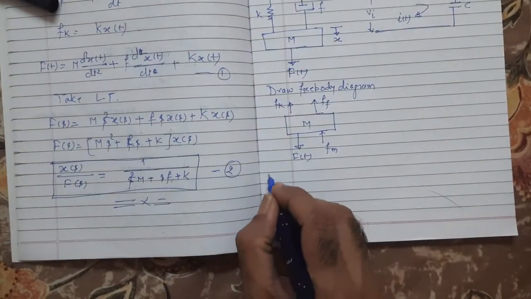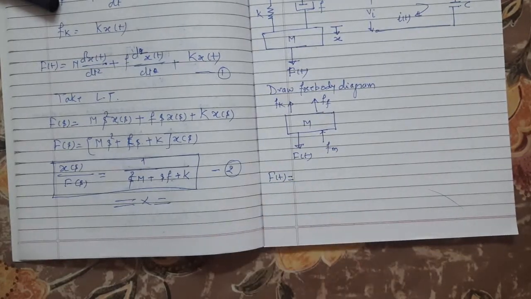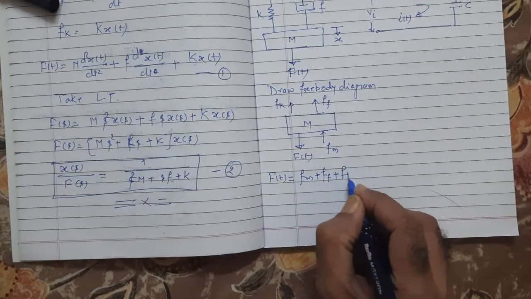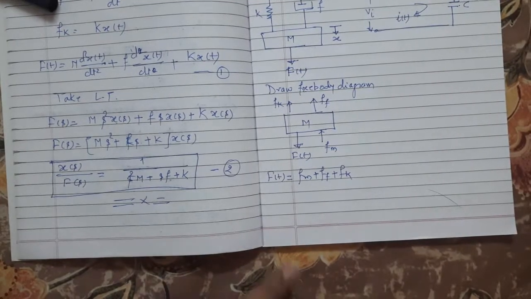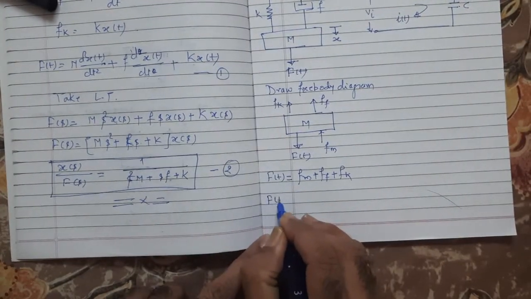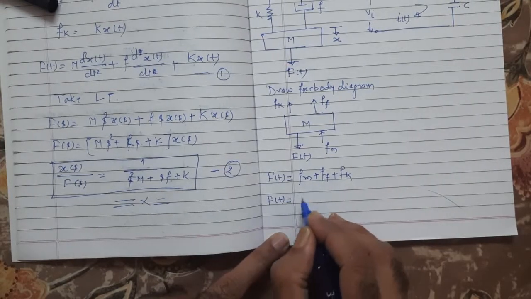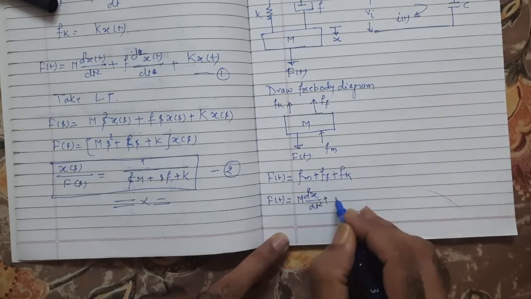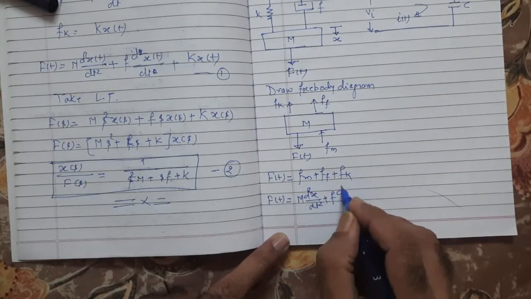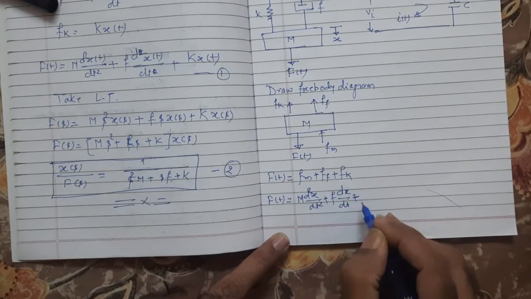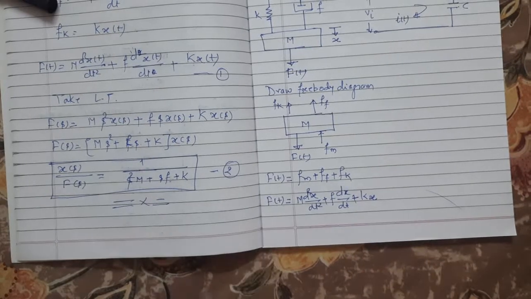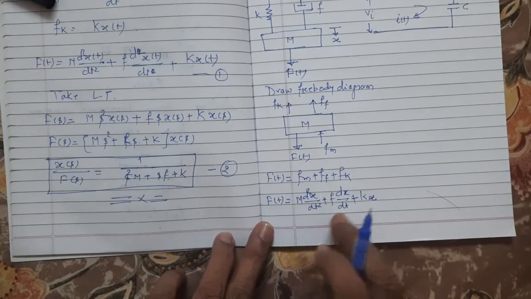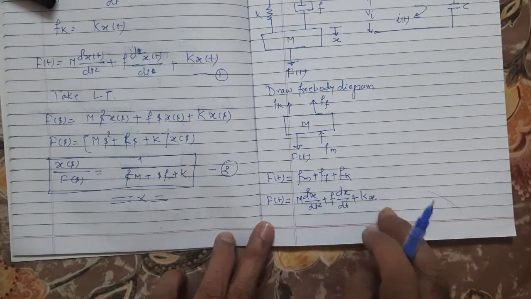So we know F of T equals Fm plus Ff plus Fk. Now if we write down the equation F of T in terms of the displacement, then Fm equals m into d square x by dt square, plus Ff means f multiplied by dx by dt, plus Fk means k multiplied by x. So the equation we have is F of T equals m into d square x by dt square plus f into dx by dt plus k into x.